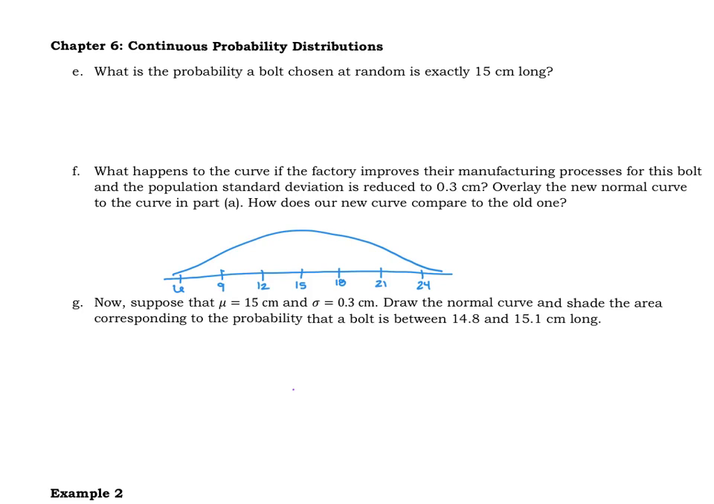Continuing on with example 1, we had just looked at the probability that a bolt we chose at random was greater than 15 centimeters long, and we figured out that that probability was 0.5. But what is the probability that the bolt we choose happens to be exactly 15 centimeters long? Well, it may come a little bit as a surprise, but that probability is 0.